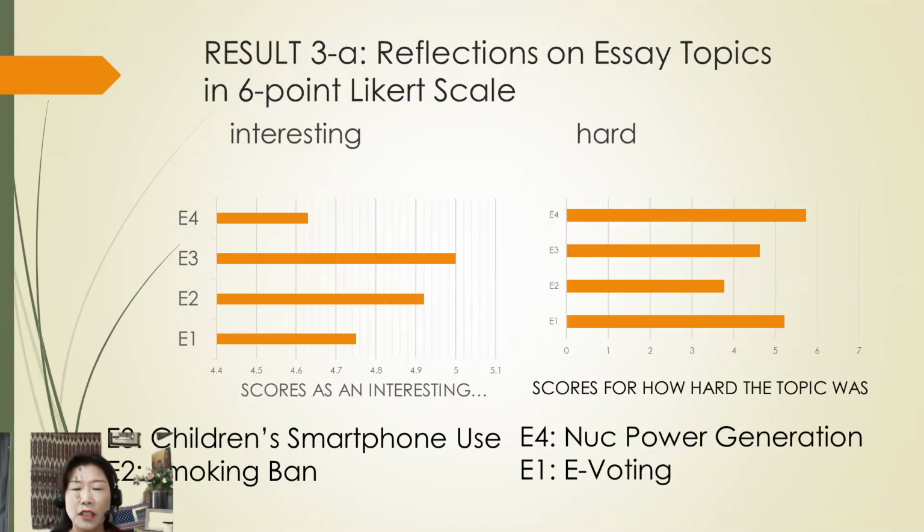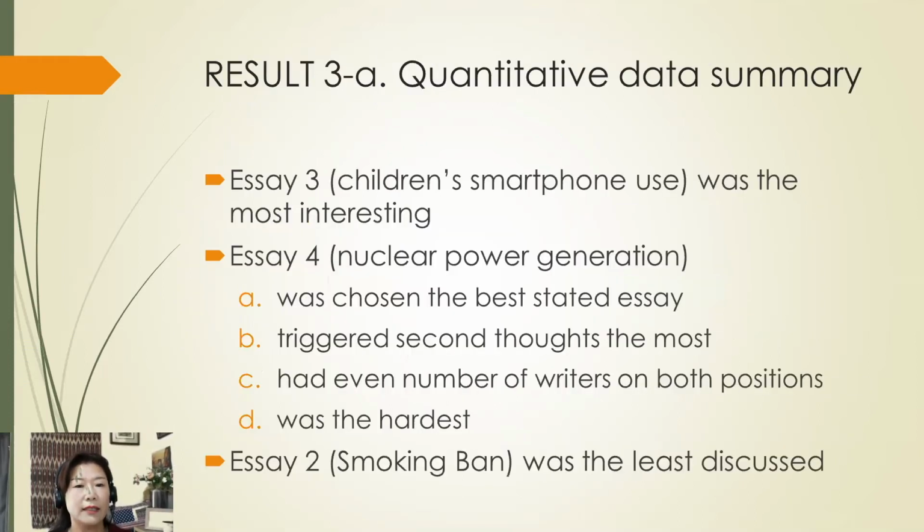Now, reflections on essay topics in a 6-point Likert scale are shown. Because the topics should be interesting and shouldn't be too hard for the students to engage in, I asked how interesting they were and how hard. Number one, the most interesting essay was children's smartphone use. And the hardest essay turned out to be nuclear power generation.